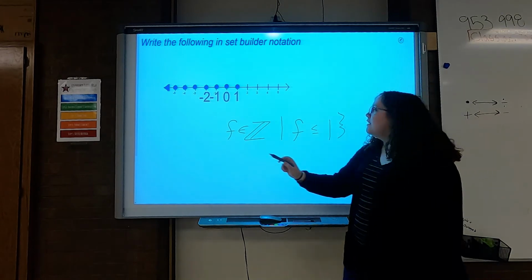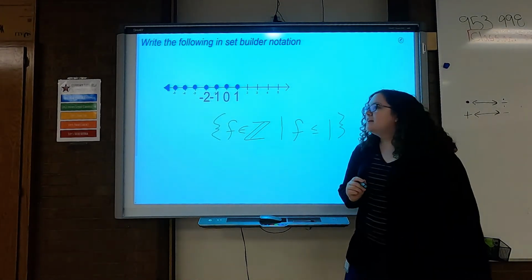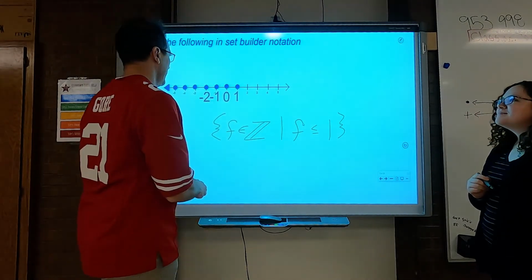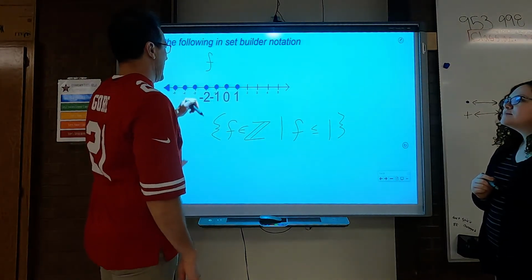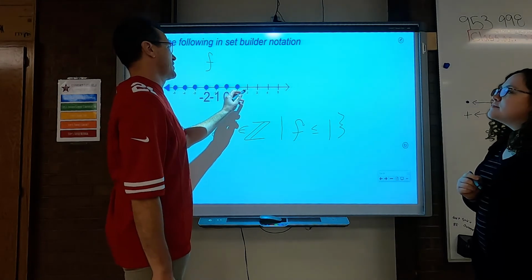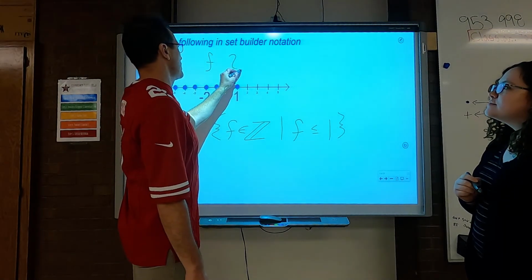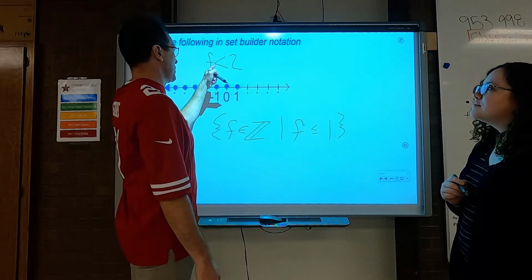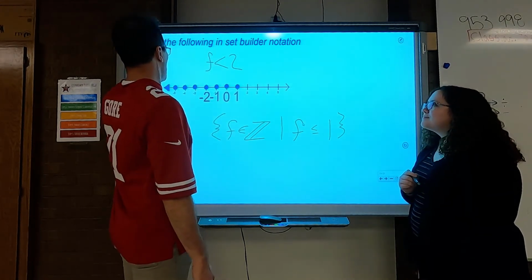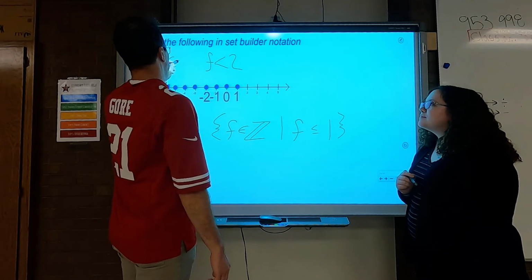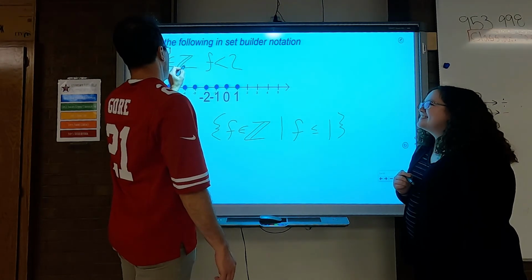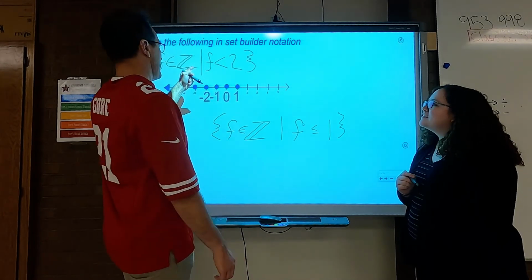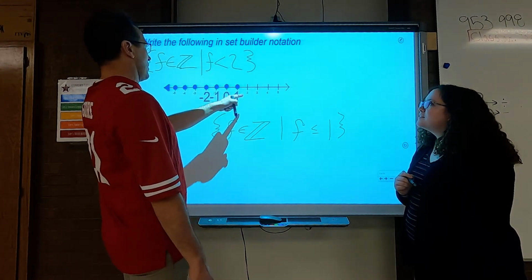But Ms. Garcia, I have a question. What if I had just put my F and said, well, it's less than the 2, so how come I couldn't just do that? Because 2 is not included, right? And it's less, so I could put F is an element of the integers such that F is less than 2.